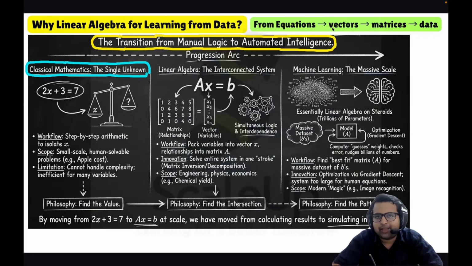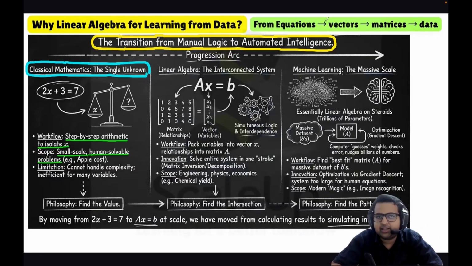So in classical mathematics, in classical algebra, what we used to do is perform step by step arithmetic to isolate x and get the value of x. Now the scope is very limited. The scope is small scale, human solvable problems. Like we can solve problems like if I have $10 and an apple costs $2, how many apples can I buy? Such problems can be solved using classical algebra, using equations.